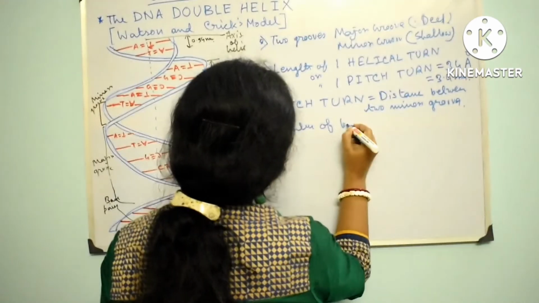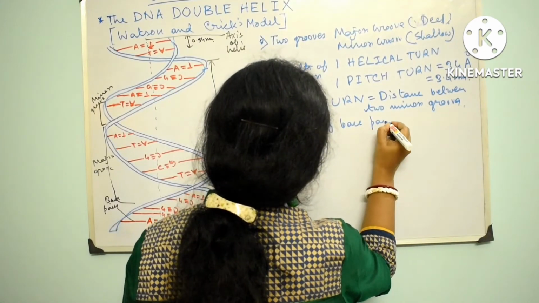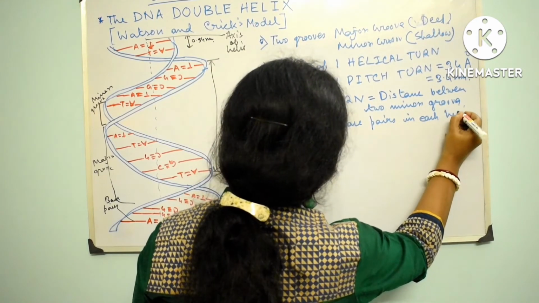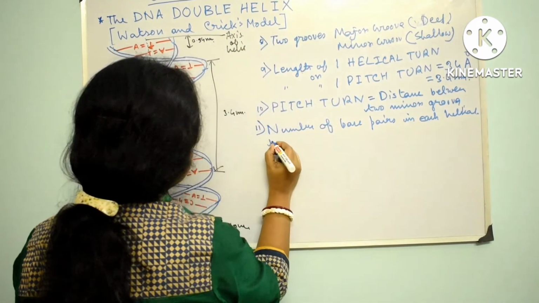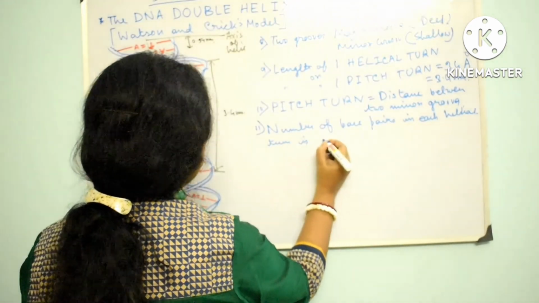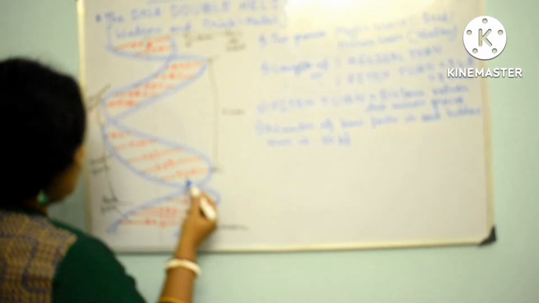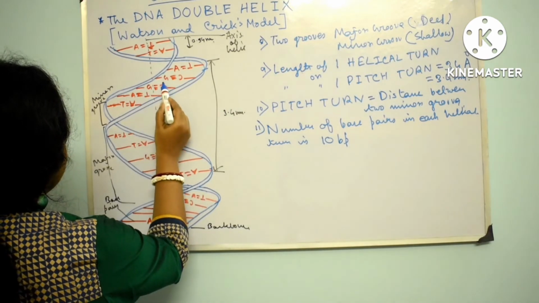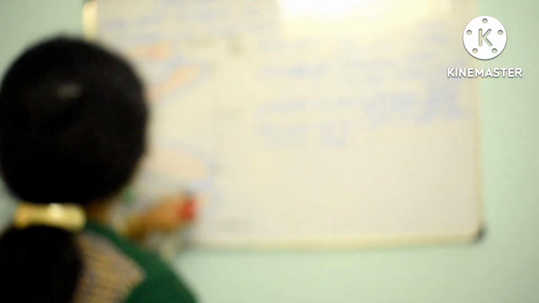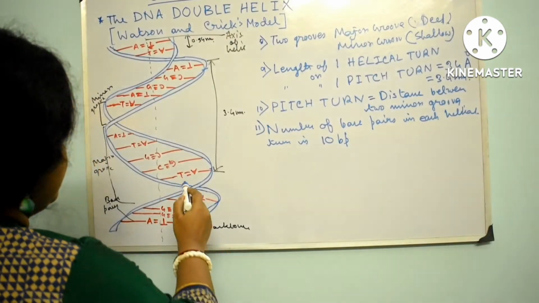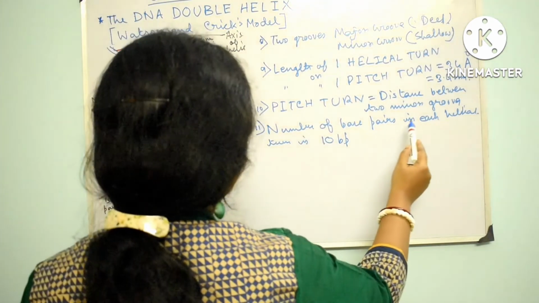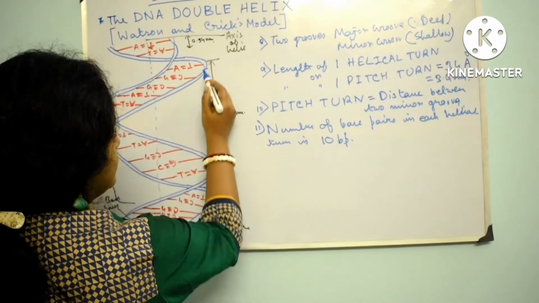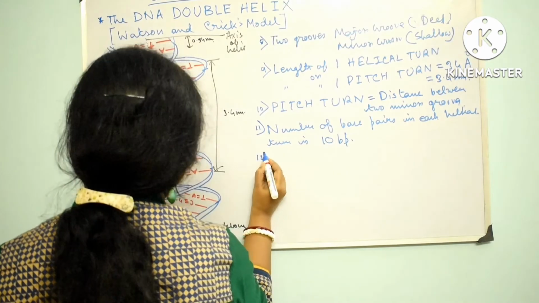Number of base pairs in each helical turn is 10 base pairs. Ten means 1, 2, 3, 4, 5 inward and 1, 2, 3, 4, 5. Total 10 base pairs. Base means one, pair means 2. The number of base pairs in each helical turn is 10 BP. This is 1 helical turn, here 1 pitch turn.